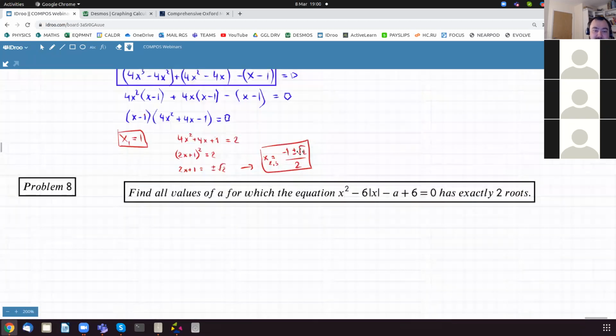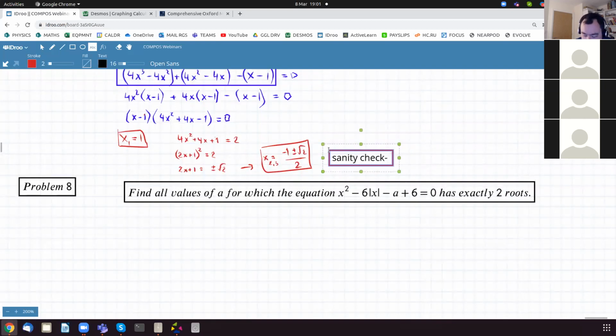Okay, so sanity check. I'll just remind you that you have to do a sanity check. Substitute into the original equation.